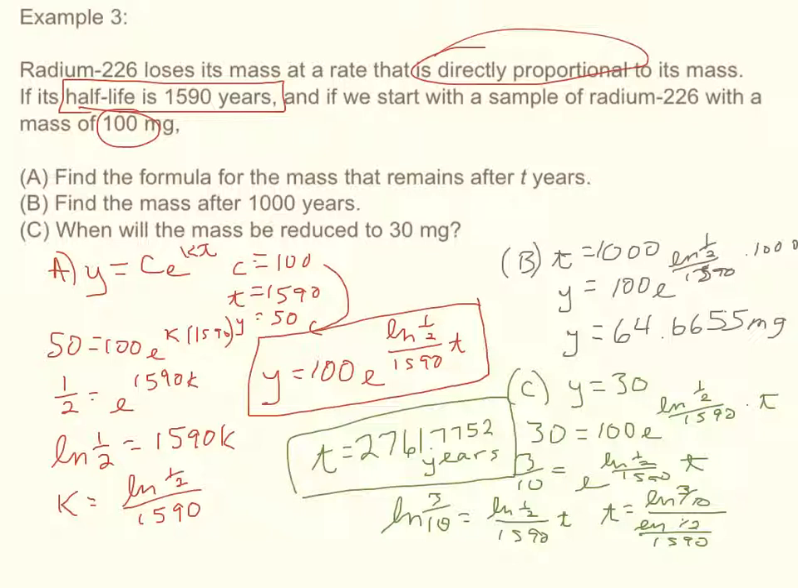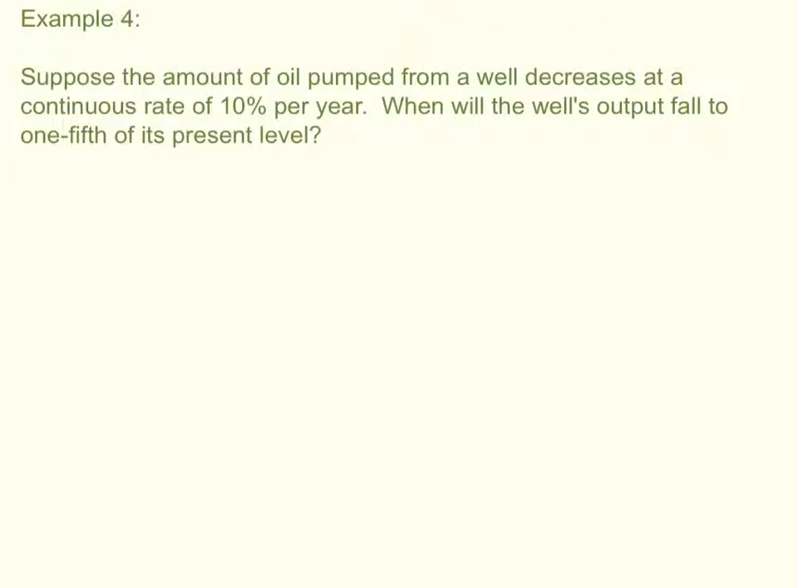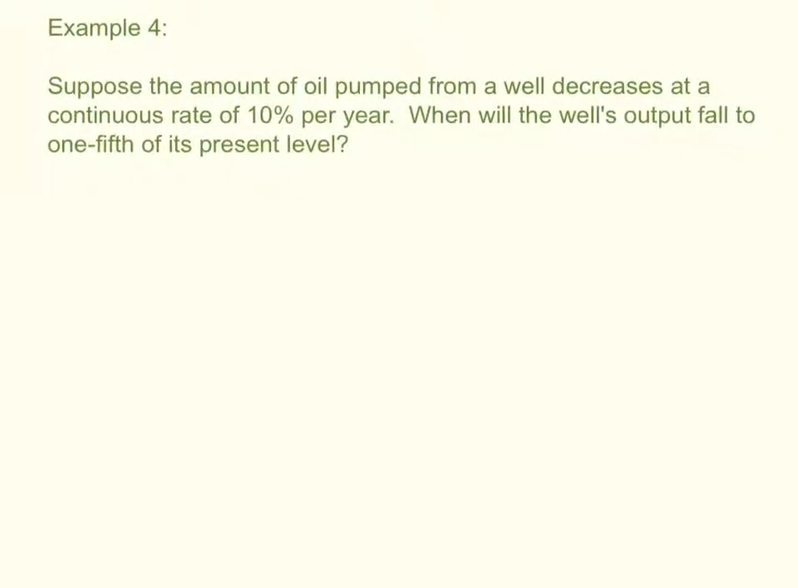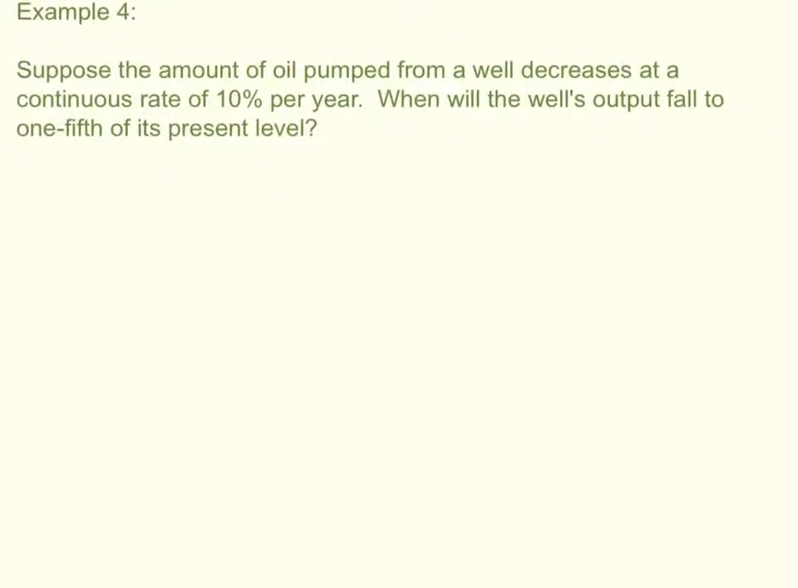Okay, another example. Example 4. Suppose the amount of oil pumped from a well decreases at a continuous rate of 10% per year. When will the well's output fall to 1/5 of its present level? So we've got oil being pumped, but the amount is decreasing at a continuous rate of 10% per year. So there's that continuous rate is our clue here, as opposed to proportional. Either one keys us into what type of problem it is. All right, so y equals Ce to the kt.